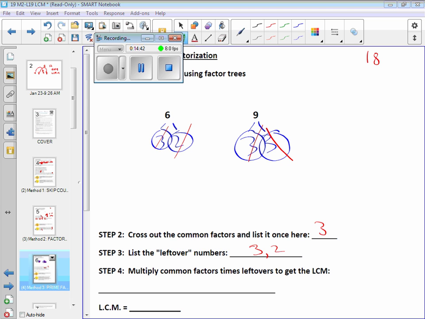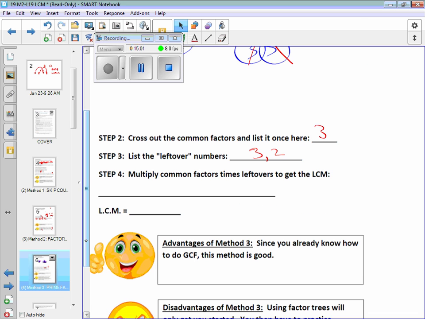Okay. So LCM, using method 3, is the common factor, or factors, times the leftovers. So what's 3 times 2? Just say it. 6. What's 6 times 3? 18. Ta-da, that's your LCM, 18. Wow. Okay? And what's great about it is it will work with three numbers.